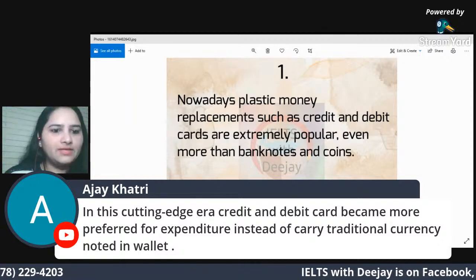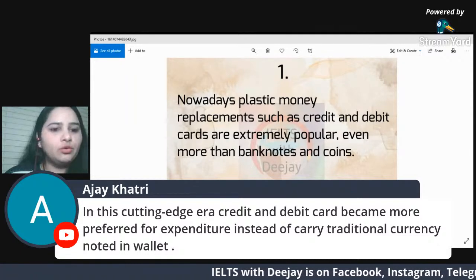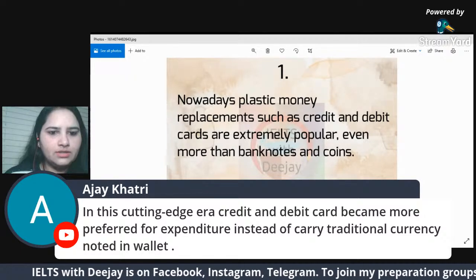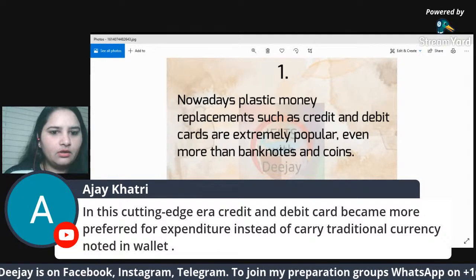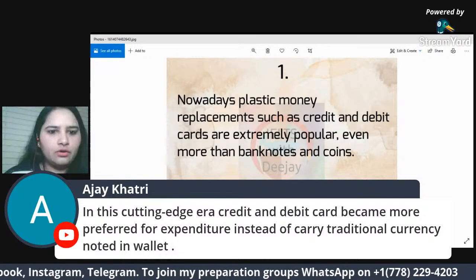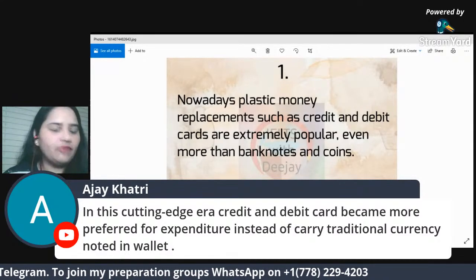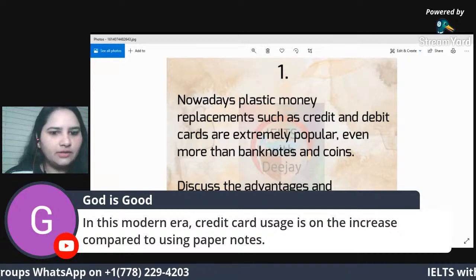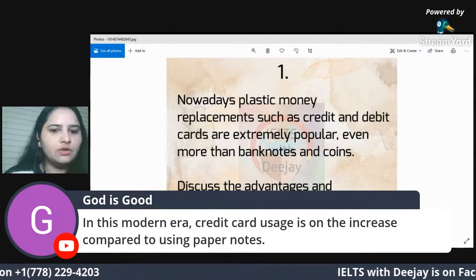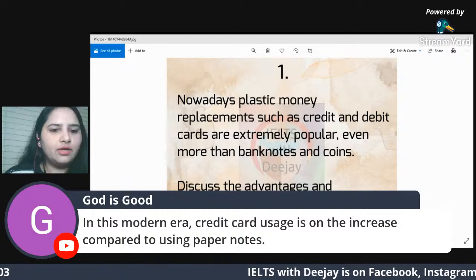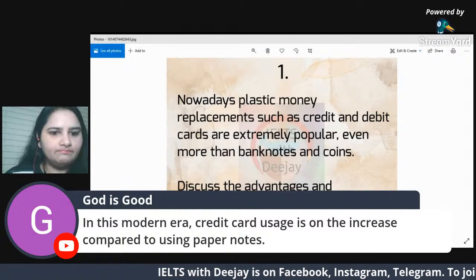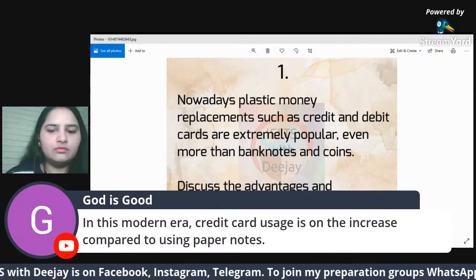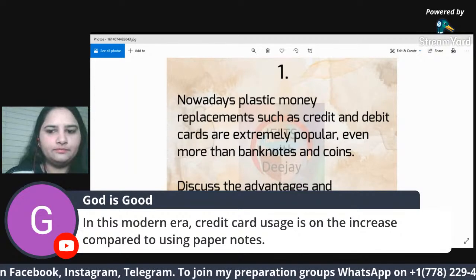Because for replacement, you have talked about became more preferred. This is fine. You can say this expenditure for expenditure. Yeah, for the usage. Fine. You have written everything. In this modern era, credit card usage is on the increase as compared to using paper notes. Okay, this is fine. Good.